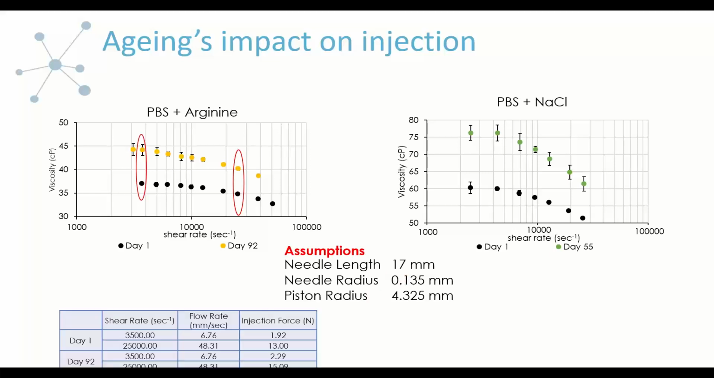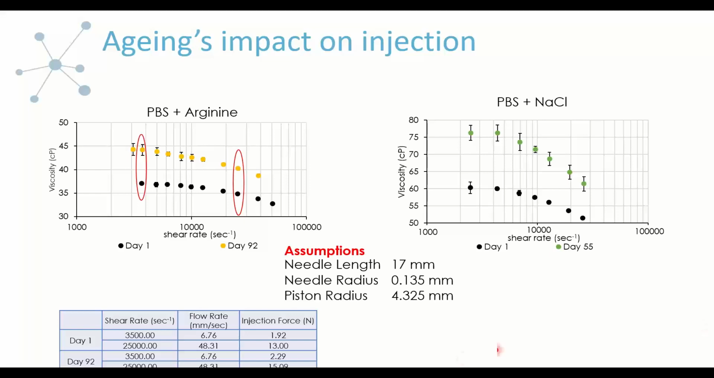And so looking at these shear rates here on comparing them, this is 3,500 inverse seconds, and over here this is 25,000 inverse seconds, which corresponds to these flow rates here, and results in the following injection forces: about 1.9 newtons in day 1 at the low shear rate, to 13 newtons at the highest shear rate, and then 2.3 newtons at day 92, and 15.1 newtons at the high shear rates.